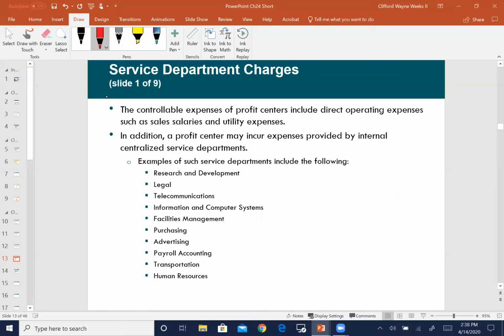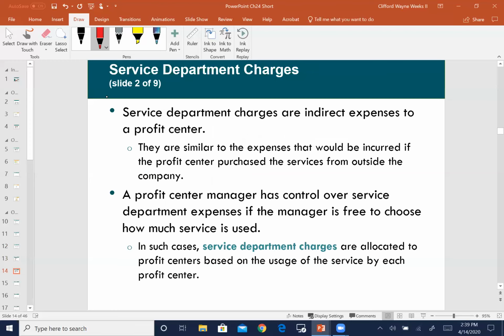And so controllable expenses of a profit center include direct operating expenses such as sales salaries and utility expense. In addition, a profit center may incur expenses provided by an internal centralized service department. These are possible departmental services: research and development, legal, accounting, transportation, human resources. In a profit center, a manager of a division might not be responsible for some of those. And so service department charges are indirect expenses to a profit center.